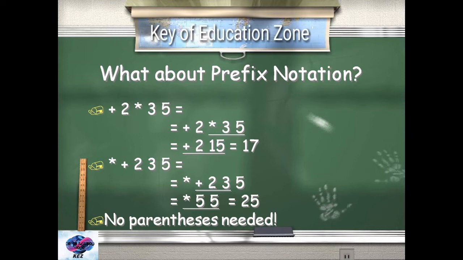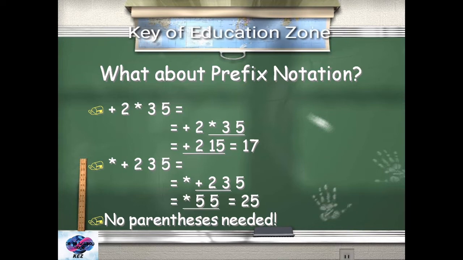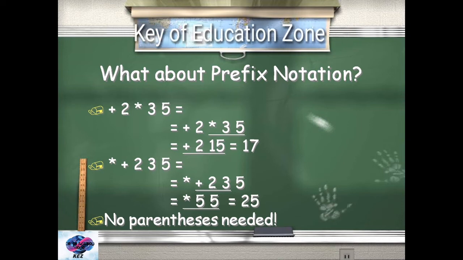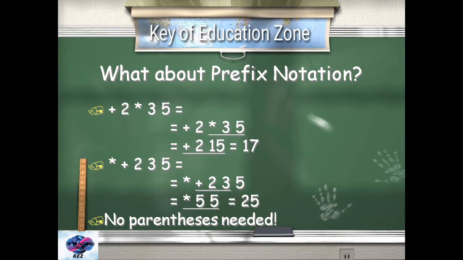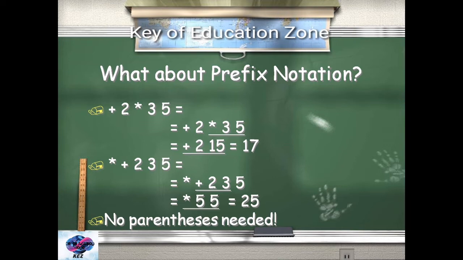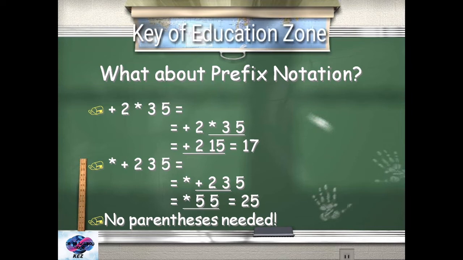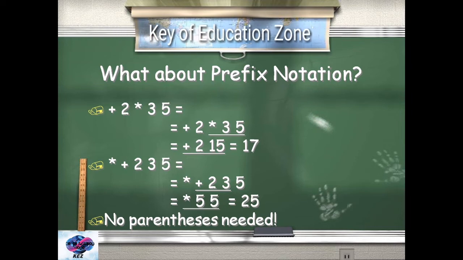If you see the first one, plus 2 star 3, 5 is there, then another result, and star plus 2, 3, 5 gives you another result. So here we don't need parenthesis. Got it? In case of prefix, we don't need parenthesis. I think it is clear. Follow the example. I think it will help you.